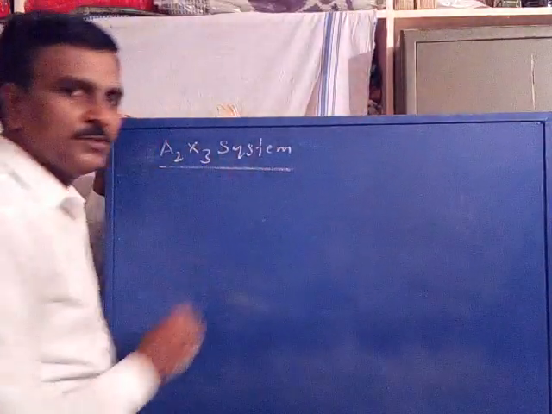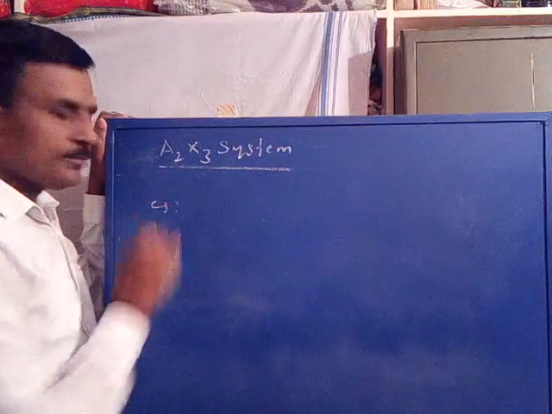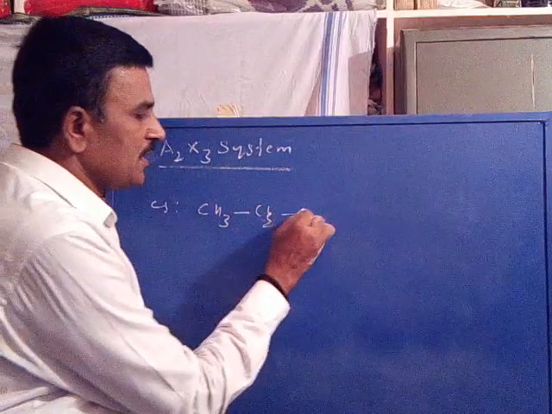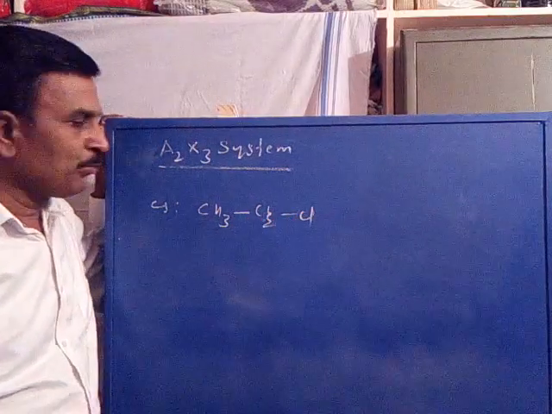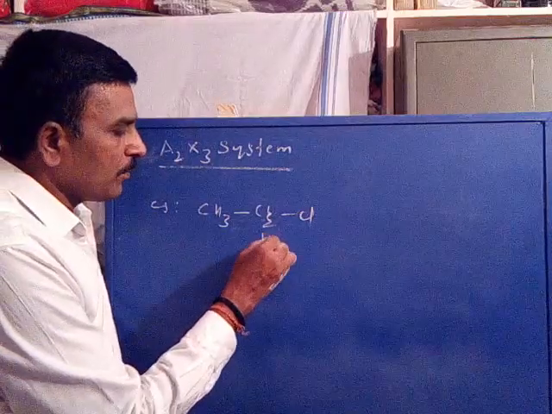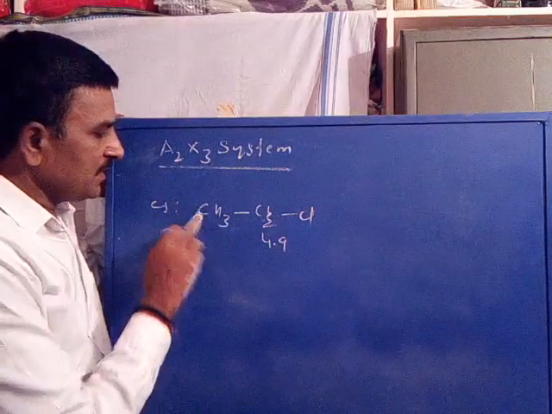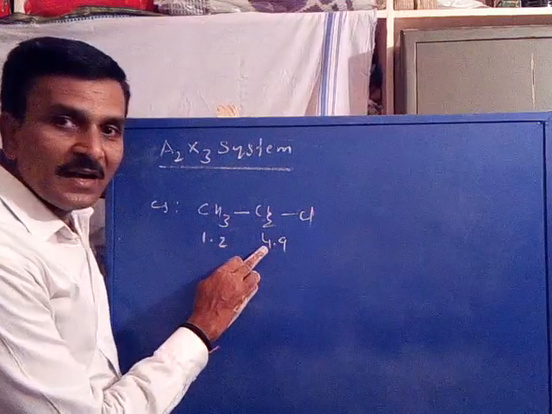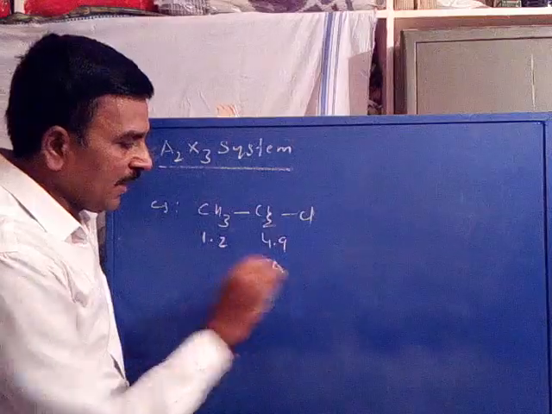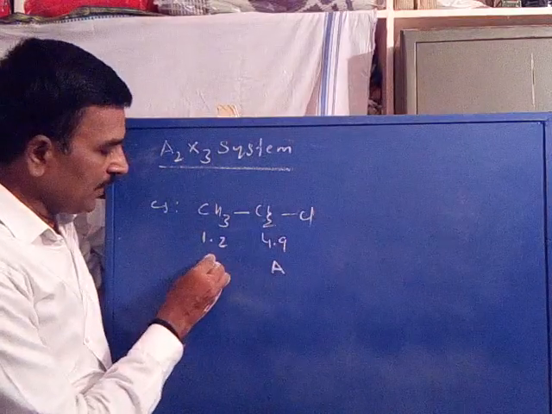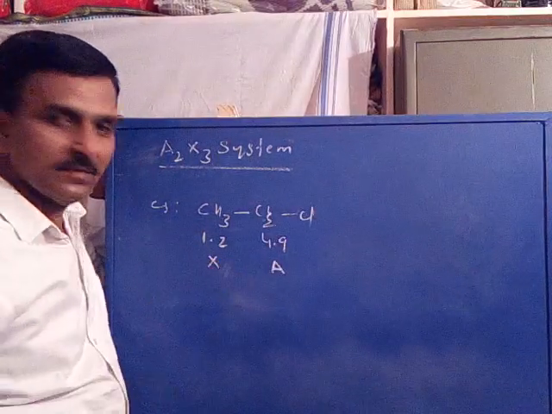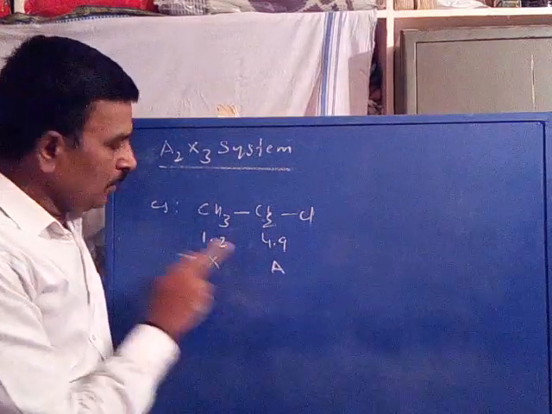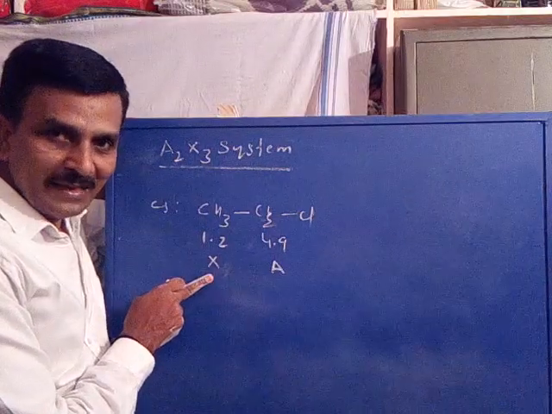A2X3 systems. Example, ethyl chloride, CH3CH2Cl. Now this proton appears at 4.9, CH3 appears at 1.2. So this has higher delta value, therefore it is A. This has lower delta value, therefore it is designated with X. So the higher delta value proton is designated with A, lower delta value proton is designated with X.